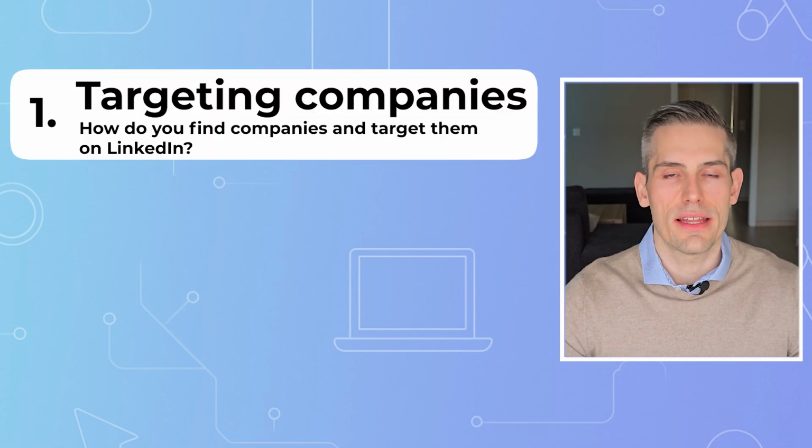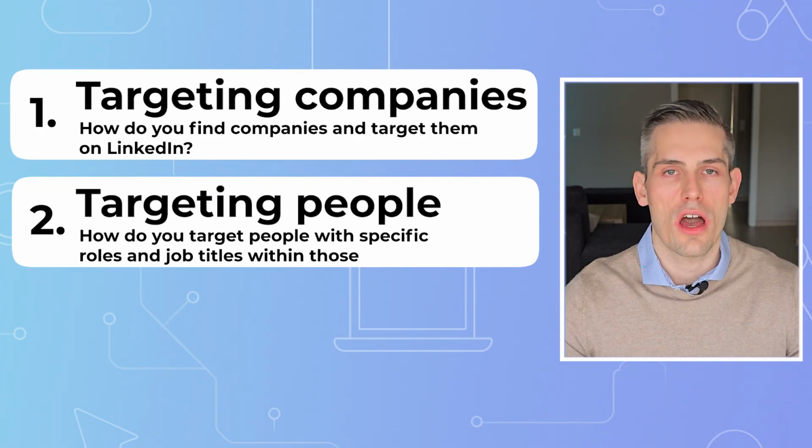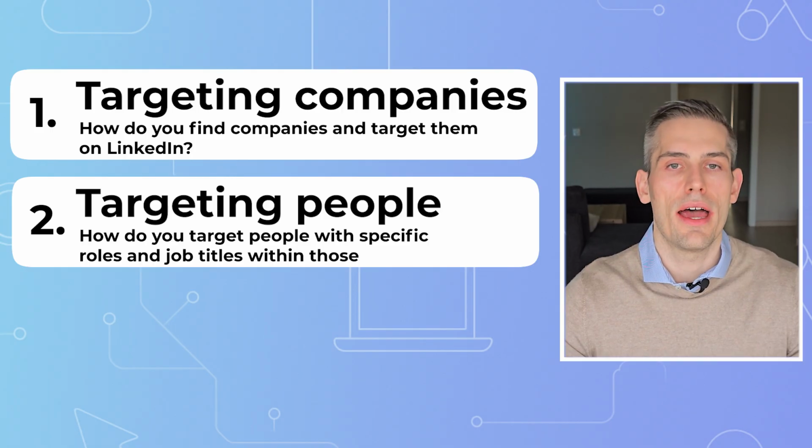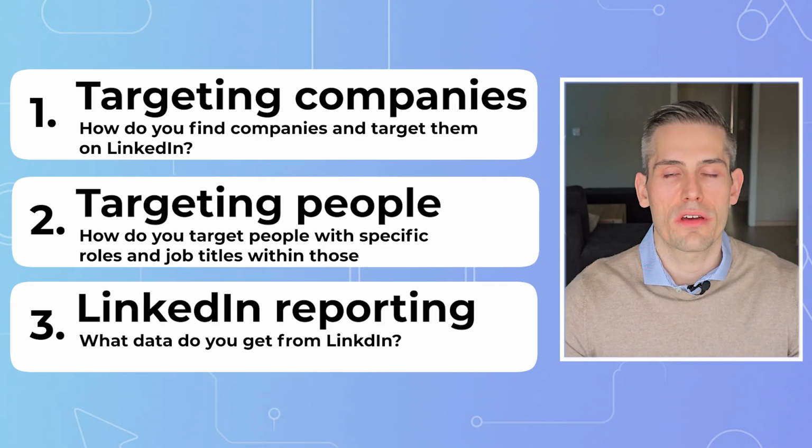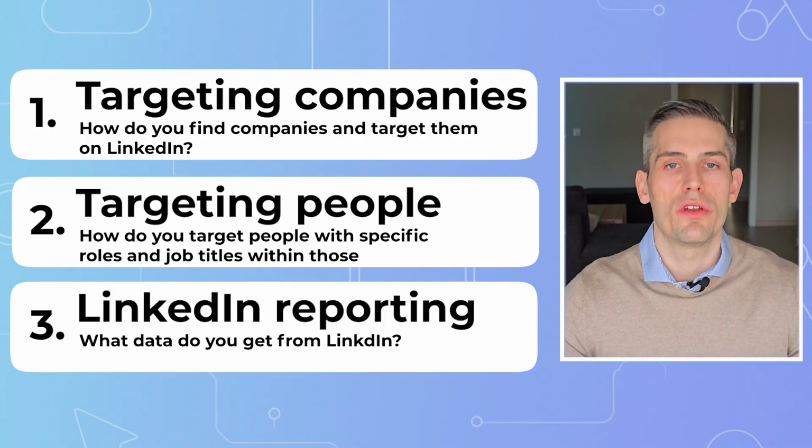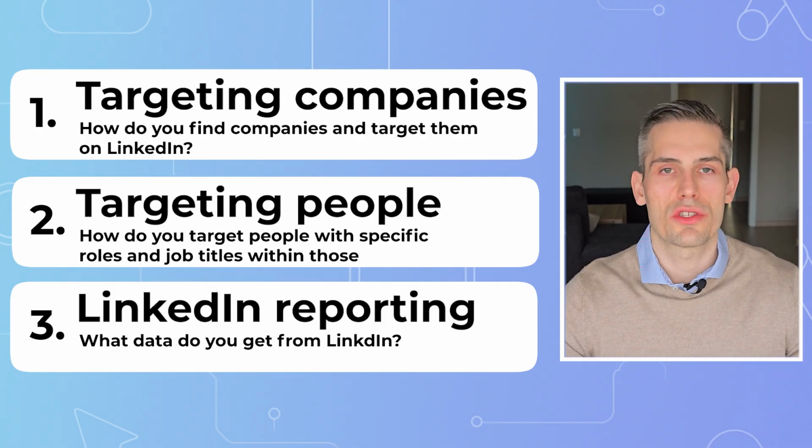To recap what we went over, in step number 1, I showed you how you can find and select the companies to target on LinkedIn using a tool like Purehelp. And then I showed you step by step how you do it. In step number 2, I talked about how you should figure out which people you should reach within those companies and how to do it in LinkedIn. And third and last point, I showed you what kind of data you get from LinkedIn when you're running advertising campaigns, but also what type of data you get without running the campaigns, but by reaching out to different companies.